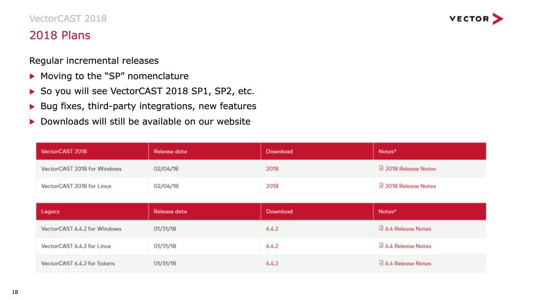Previously, we had used either letters or dot numbers to indicate an update. So we had things like 64A, 64B, 641, 642, etc. Now for the 2018 series, you'll see service packs. So the updates to 2018 will say Service Pack 1, Service Pack 2. And we've done this because we think this is a more common industry practice, but also the other product lines within Vector use this nomenclature as well. So we wanted to align with how the other product lines showed their updates as well.